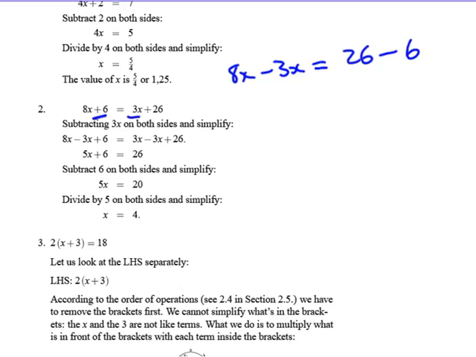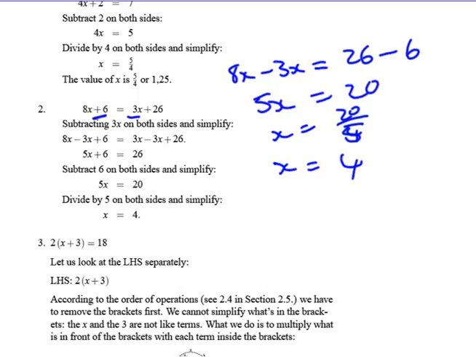I'm now going to add all my like terms. If I have 8 x's and I take away 3 of them, I've got 5 x's. If I have 26 and I take away 6, I've got 20. The 5 is now multiplied by the x, so the opposite of multiplication is division. It should be 5 because I'm thinking ahead to my answer, which is 4.